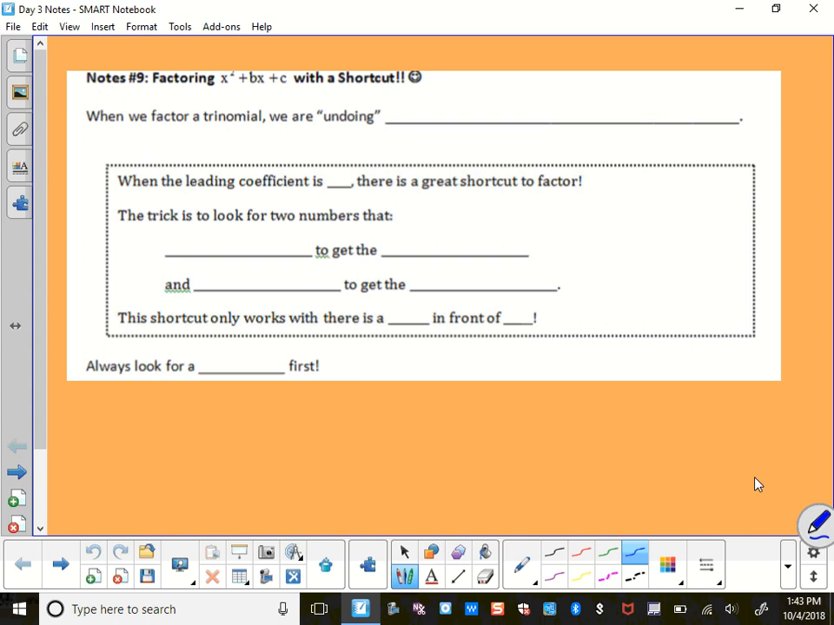Here's our shortcut, okay? It's basically like what we did last class extended. When we factor a trinomial, we are undoing FOIL, which we also know is distributing. We're basically doing the opposite of that by factoring. So when the leading coefficient is 1, there is a great shortcut to factor.